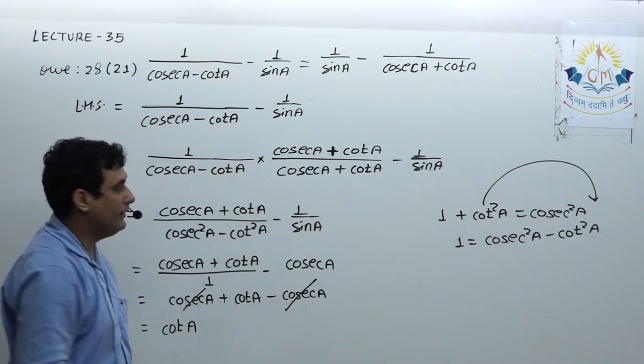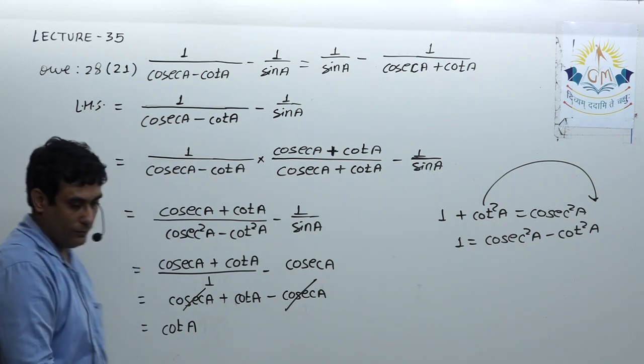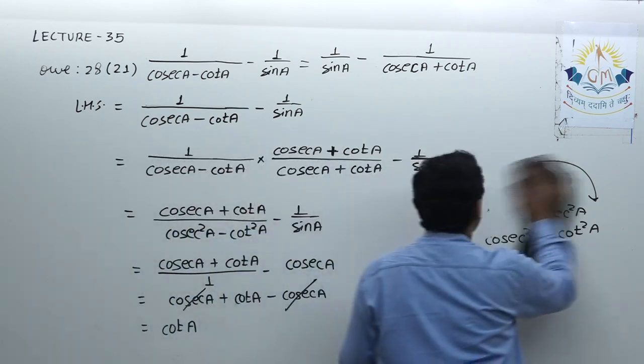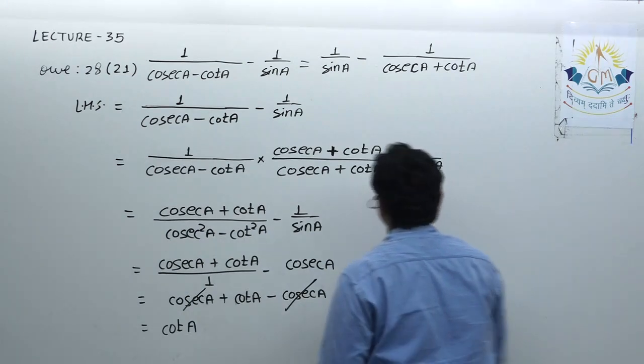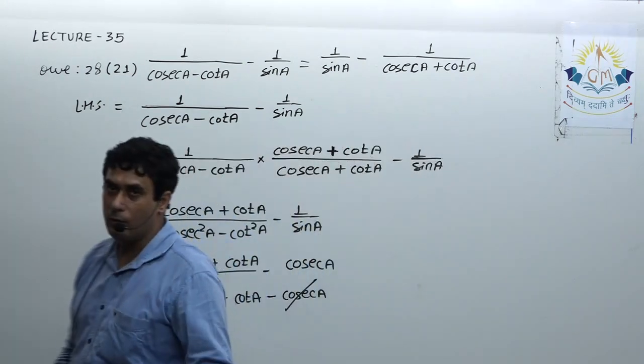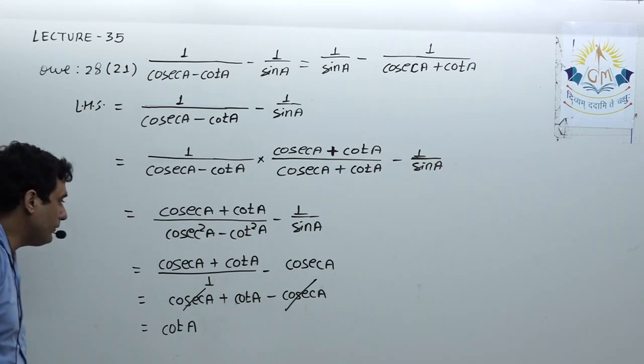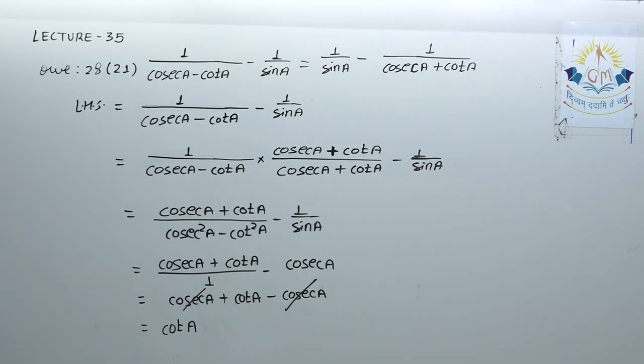So this is the left hand side. Okay, so note it down, then we'll see how to get the right hand side. Again over there we have to rationalize, but first of all note it down.